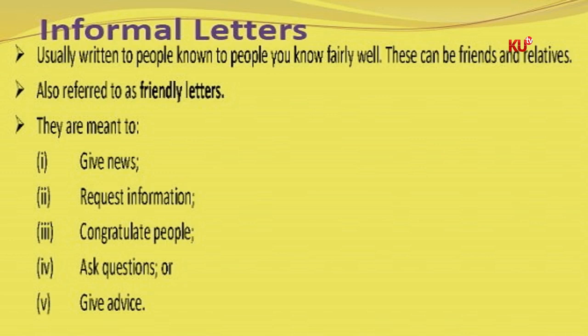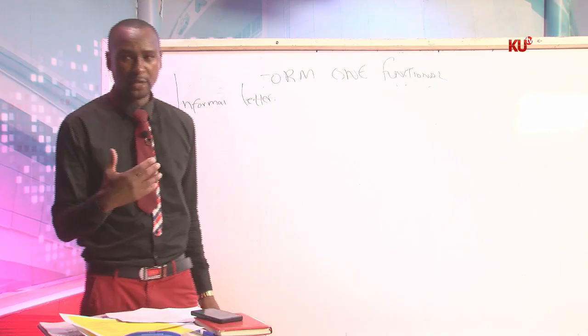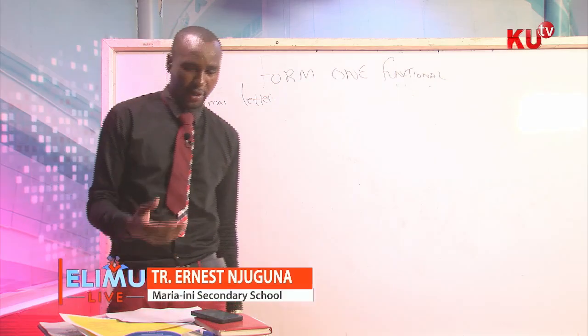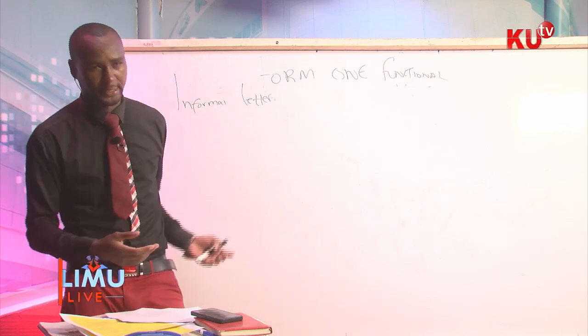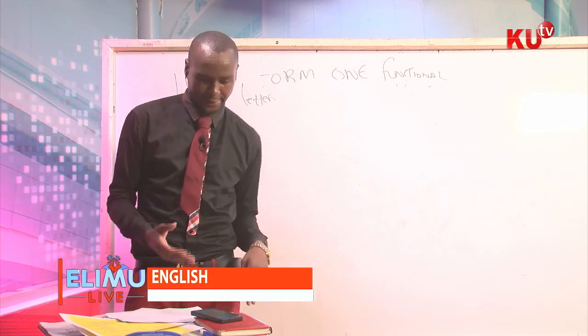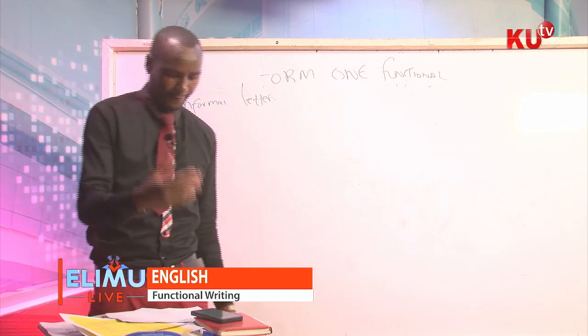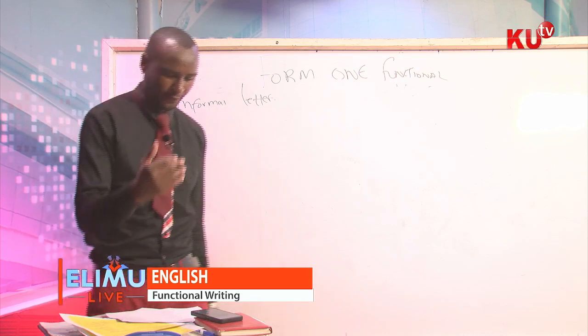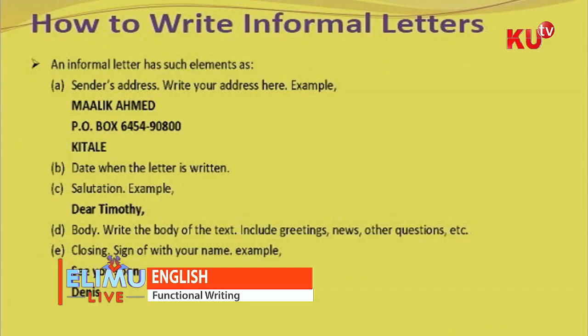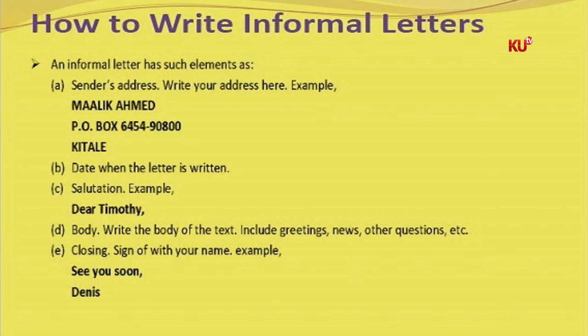An informal letter has some elements. The sender's address. There you write your address. You are the one who is writing. An informal letter, unlike the formal letter, we'll cover the formal letter another time, has only one address, which is yours. Then the PO box and so on. Then the date. The date when the letter is written.